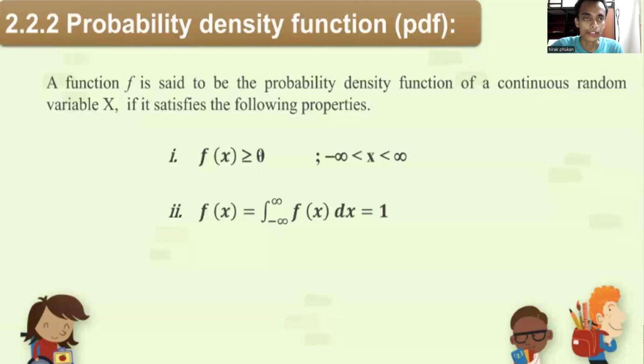Probability density function. So what do we mean by probability density function? A function f is said to be a probability density function of a continuous random variable x if it satisfies the following properties. f of x should be greater than or equal to 0 for all the values of x lying in the range of minus infinity to infinity, and the integral of f of x dx from minus infinity to infinity should be equal to 1.